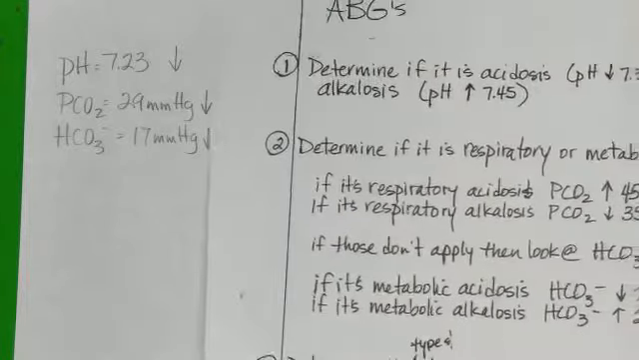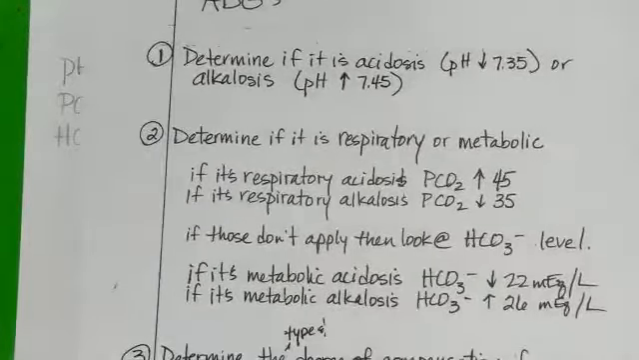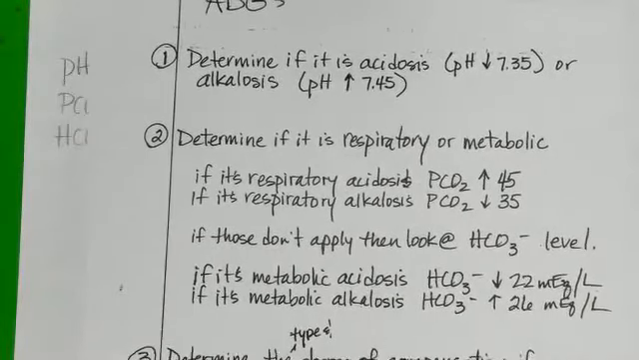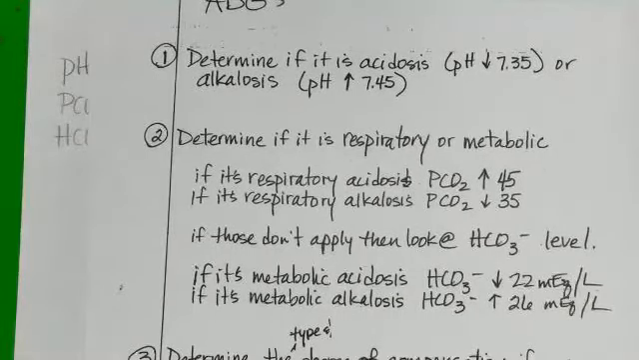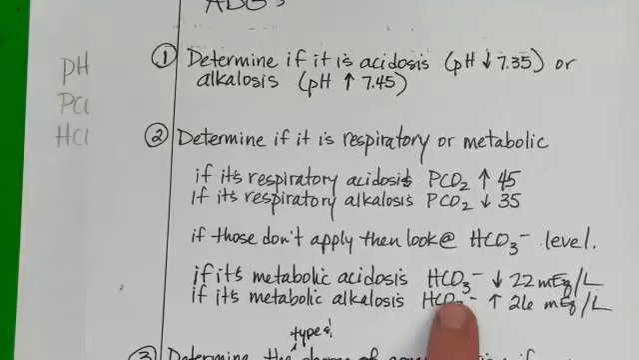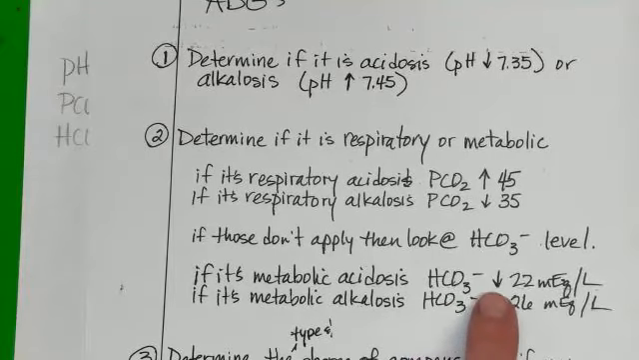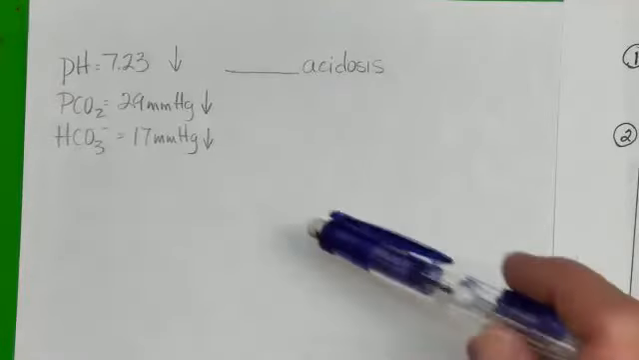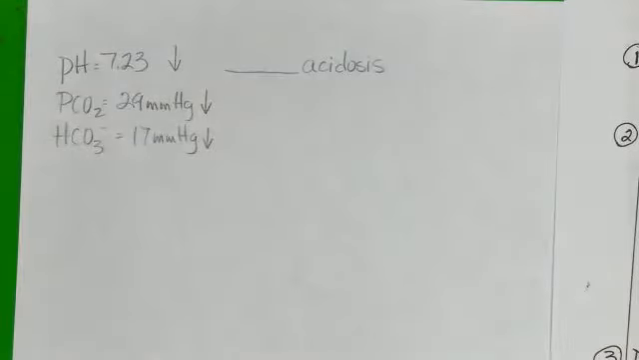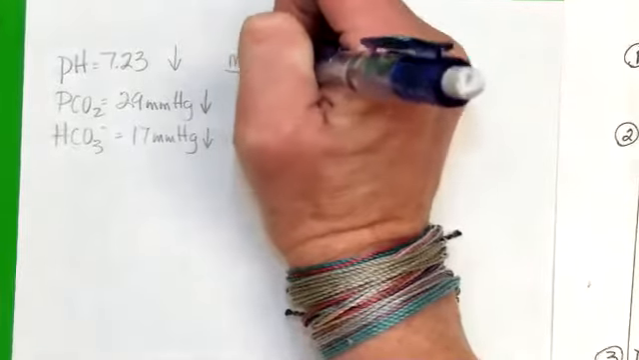Then it says, if those don't apply, look at the bicarbonate level. Now I want to see, is it metabolic acidosis? Is my bicarbonate level less than 22? Yes, my bicarbonate level is less than 22. So now I know it is metabolic acidosis.